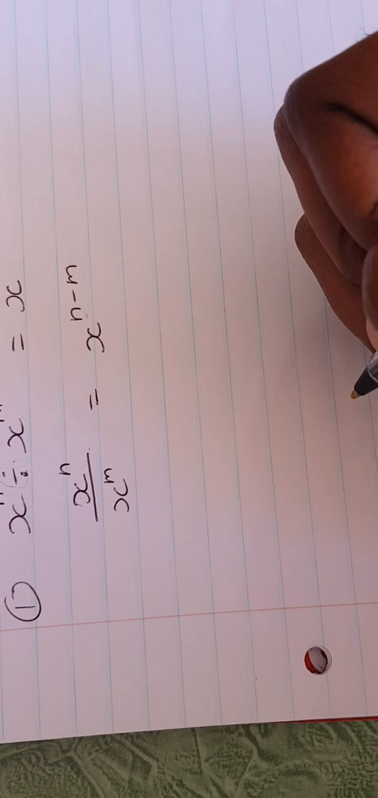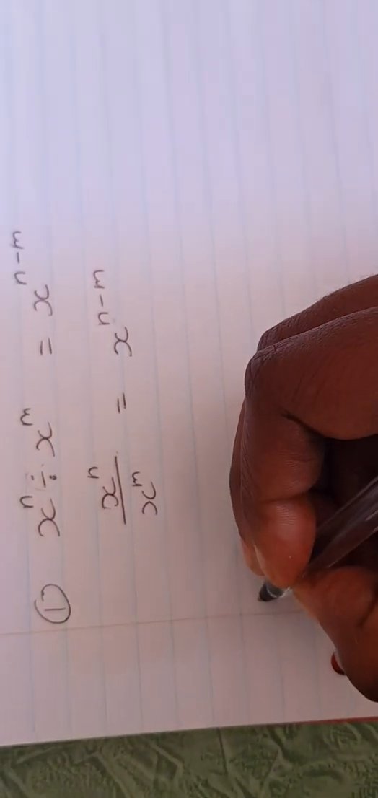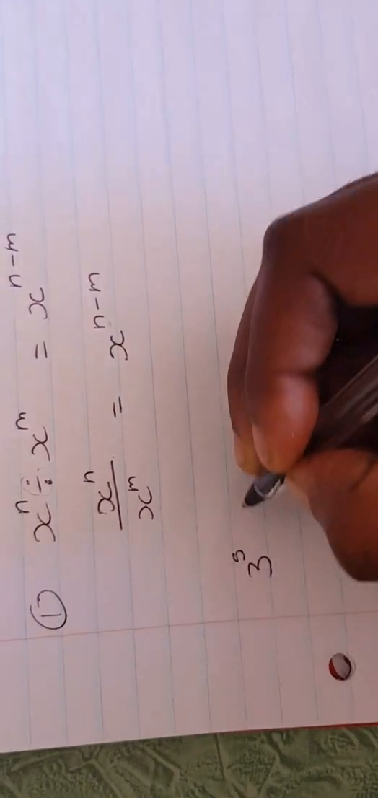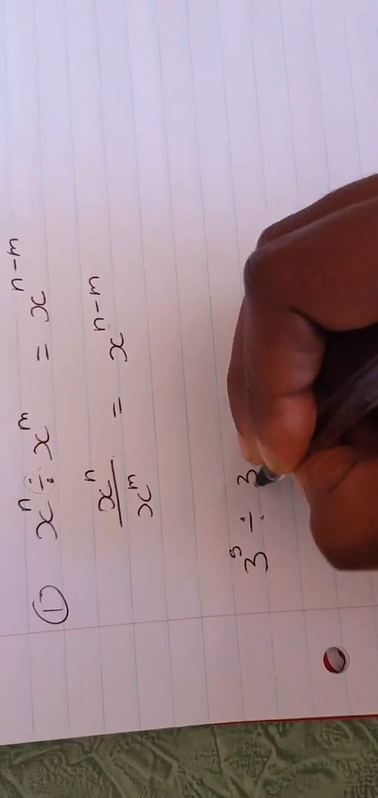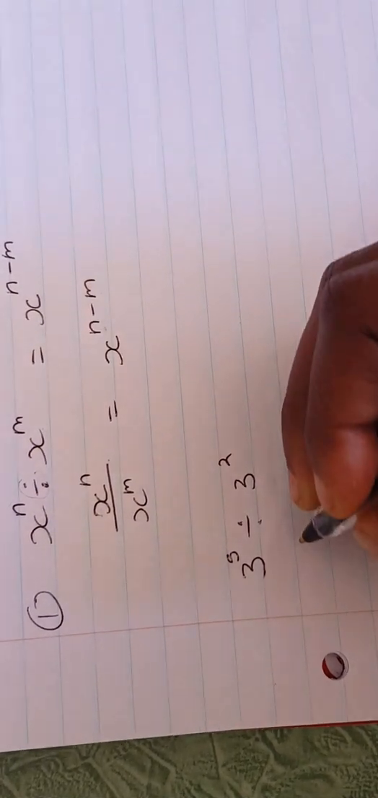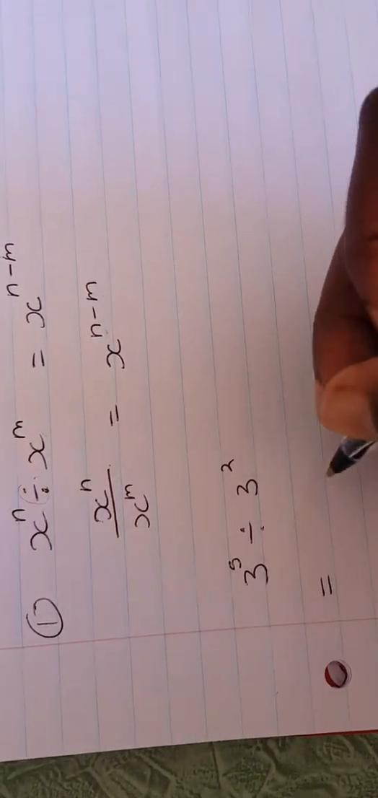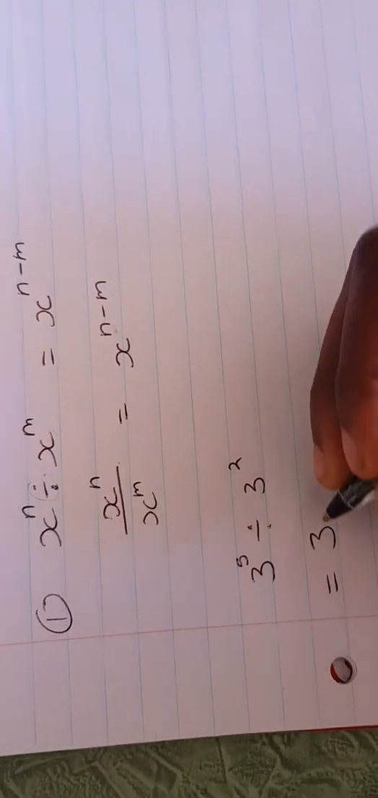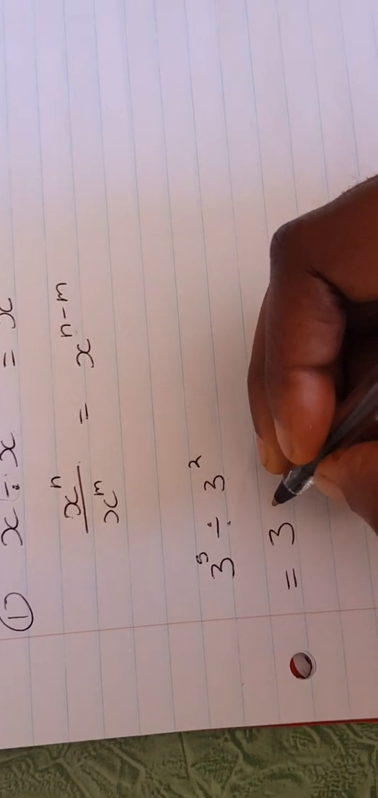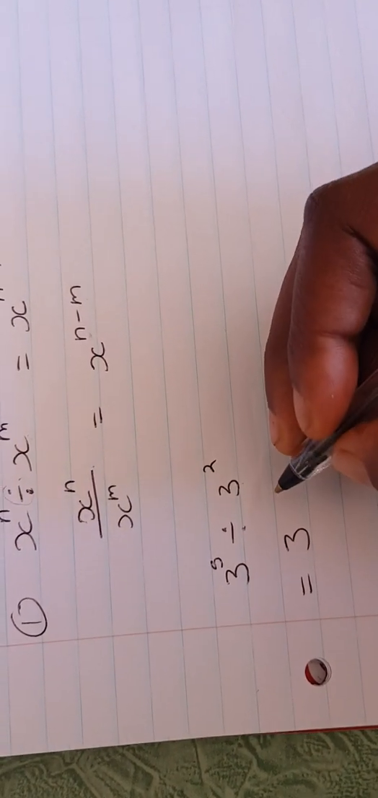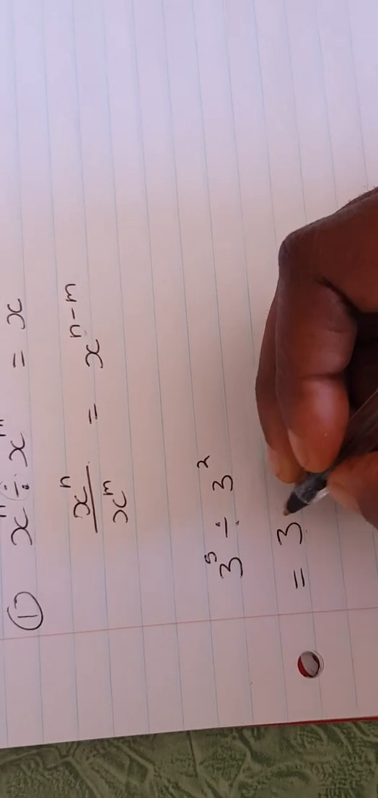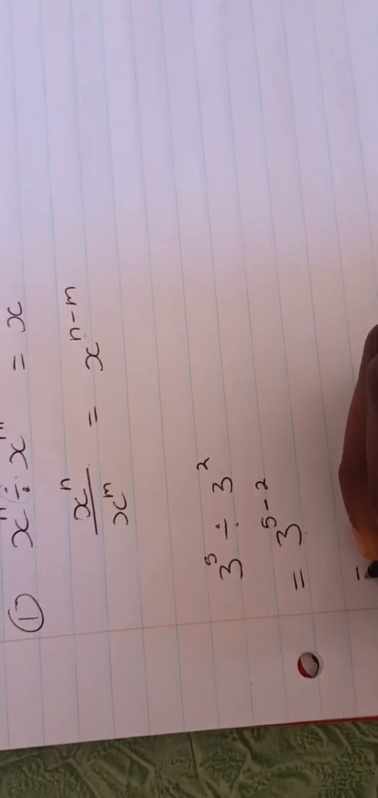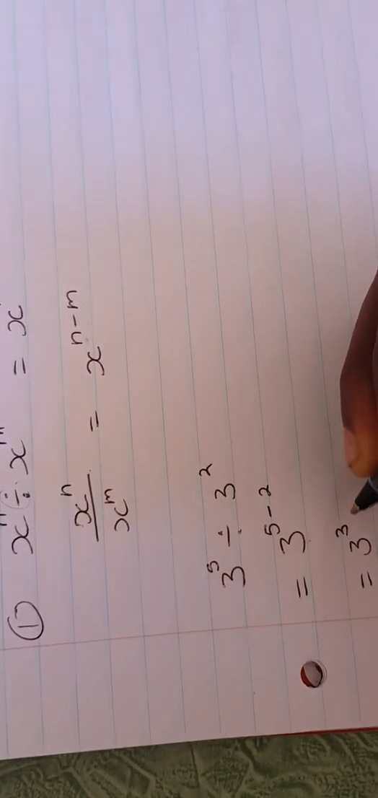So now, let me just do a couple of examples. I'm going to start with the first one. It's going to be 3 to the exponent 5 divided by 3 to the exponent 2. I know you know the value of this and you know the value of that, but we don't want the value. We need you to show us the laws. So I'm keeping the base, which is 3, to the exponent 5 minus exponent 2. And my answer is going to be 3 to the exponent 3.